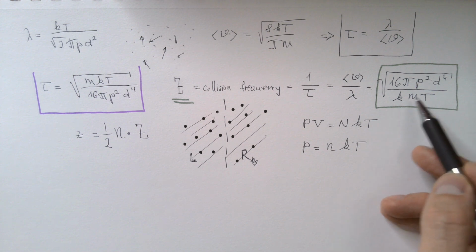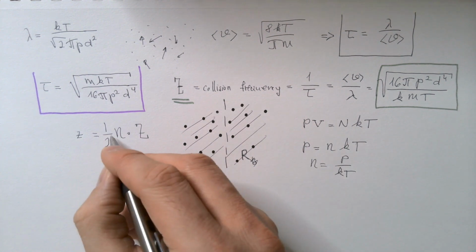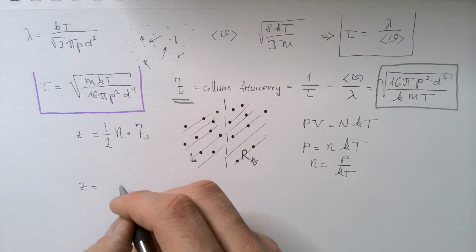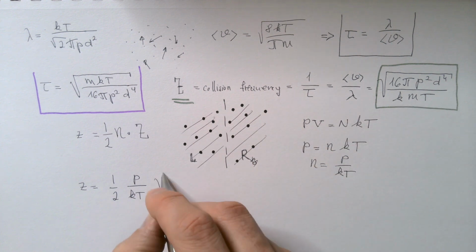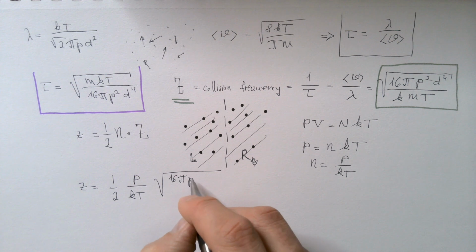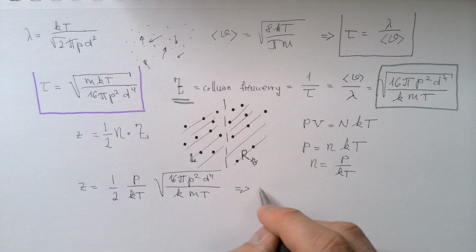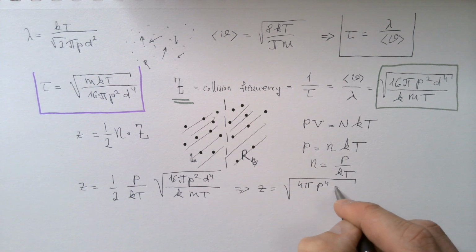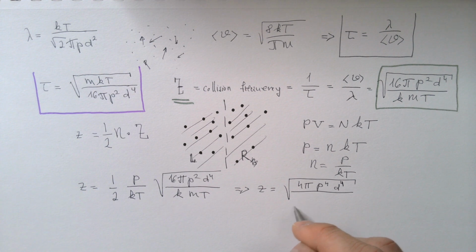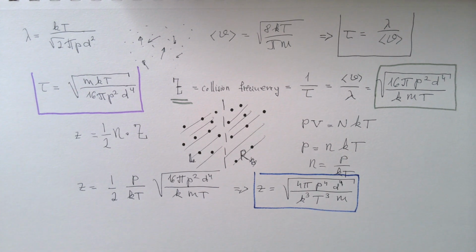So now when we combine this expression for Z and express n from here as P over kT and plug everything here, you will see that small z is equal 1 over 2 times n, and n is P over kT times capital Z, and that will be square root of 16 pi P squared d to power 4 divided by kMT, or if you make this look nicer, you will get that z is equal square root of 4 pi P to power 4 d to power 4 divided by k cubed temperature to power 3 times M. And this is total number of collisions per unit time and per unit volume.